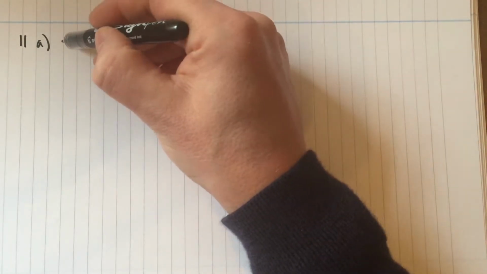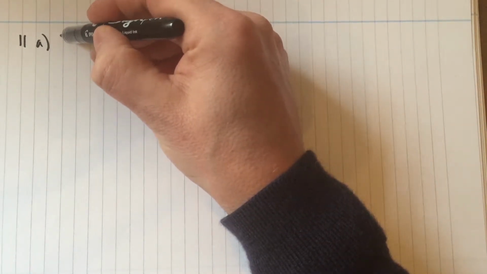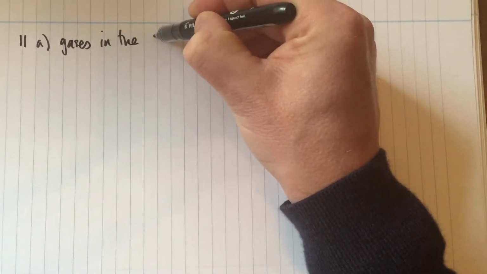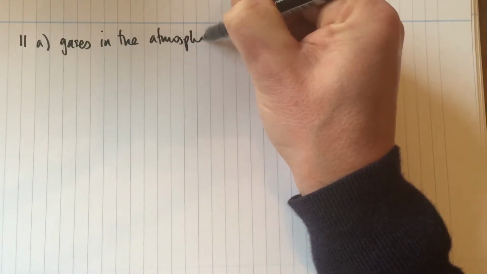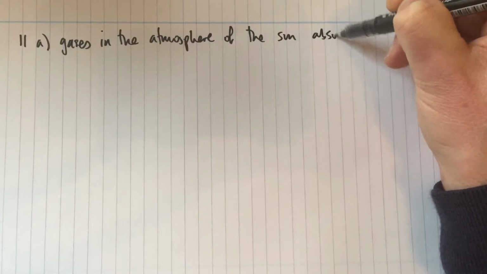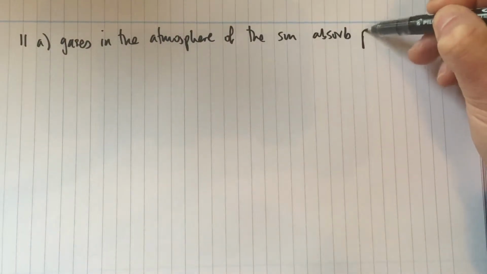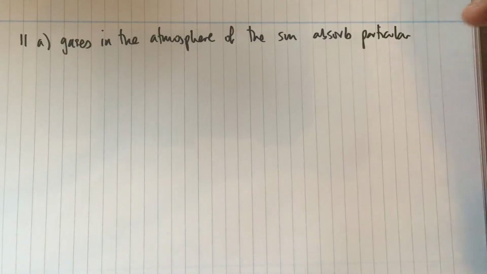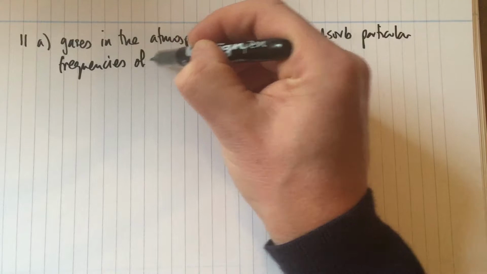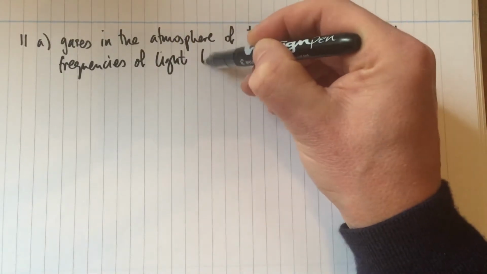So for, let's call this 11A, the dark lines are caused by absorption. So gases in the atmosphere of the sun absorb particular frequencies, leaving dark lines.